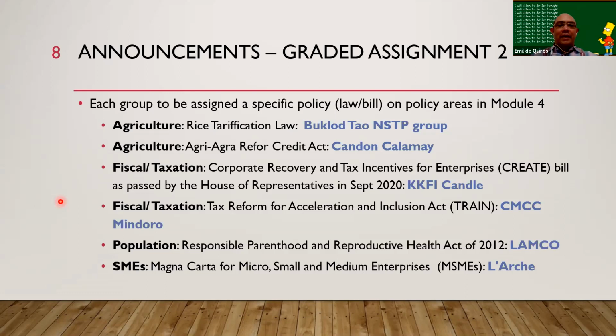So for agriculture, the rice tariffication law, very controversial, very interesting. That's assigned to Buklod Tao, NSTP group. I'm sure you guys already know your assigned communities. Another policy area, the Agri-Agra Reform Credit Act, to Canton Calamay. Fiscal taxation, this is the only policy I'm assigning that's not yet a law.